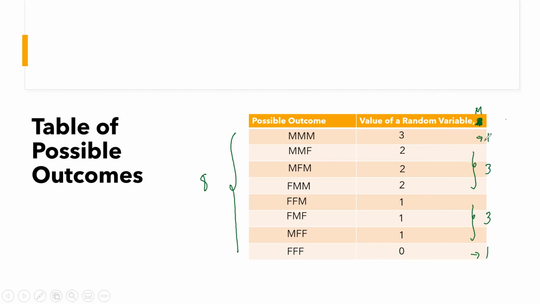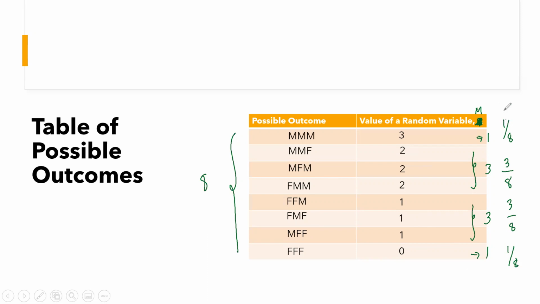So for 1, it will be 3 over 8. For 2, it will be 3 over 8. For 3, it will be 1 over 8. Then for 0, it will be 1 over 8. Why is it 1 over 8?